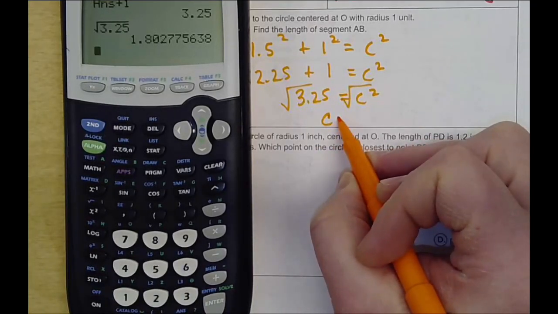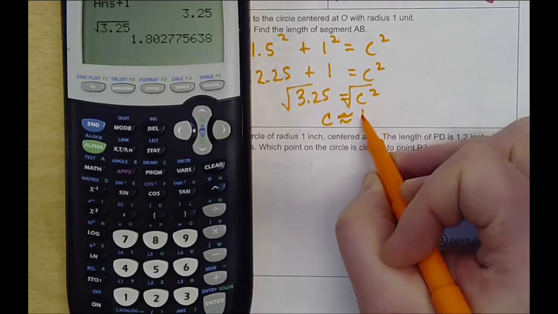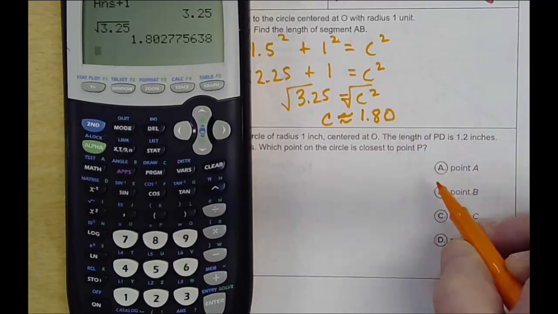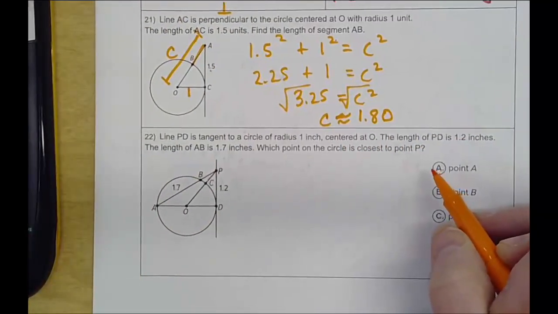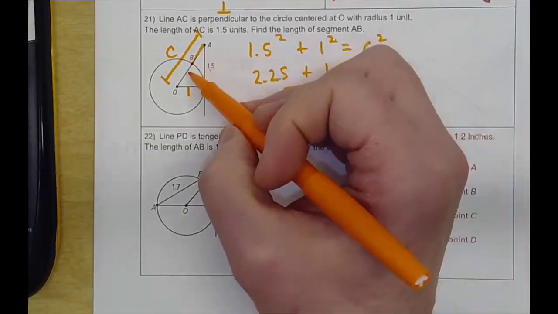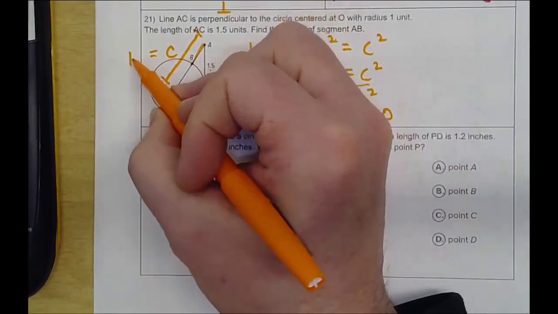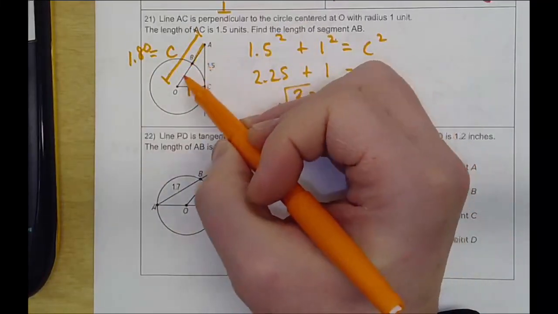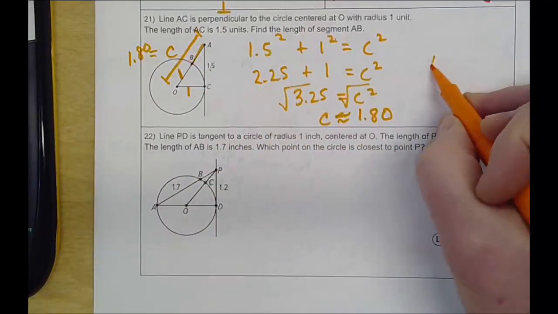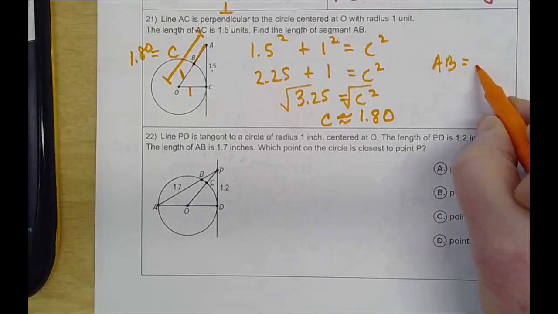And I get C to equal, well, I got to round it, 1.80. So it's 1.80 for the whole thing. Then I just subtract the radius, which is 1. So AB is equal to 0.80.